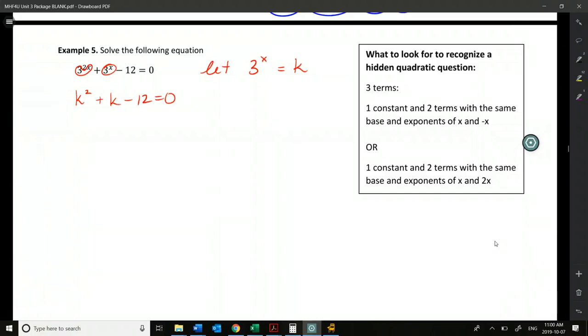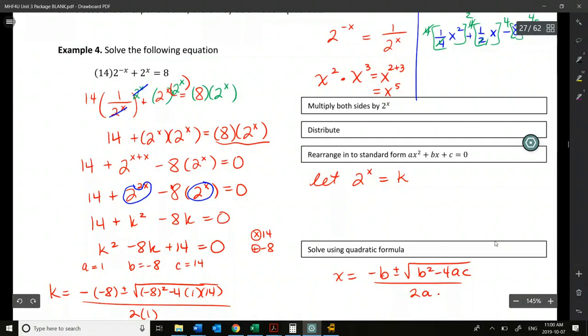Okay, this one's nice because we don't have to do this whole initial process of getting to this point. So this whole thing that we did up here is not necessary because we already have it in this nice kind of quadratic looking form.